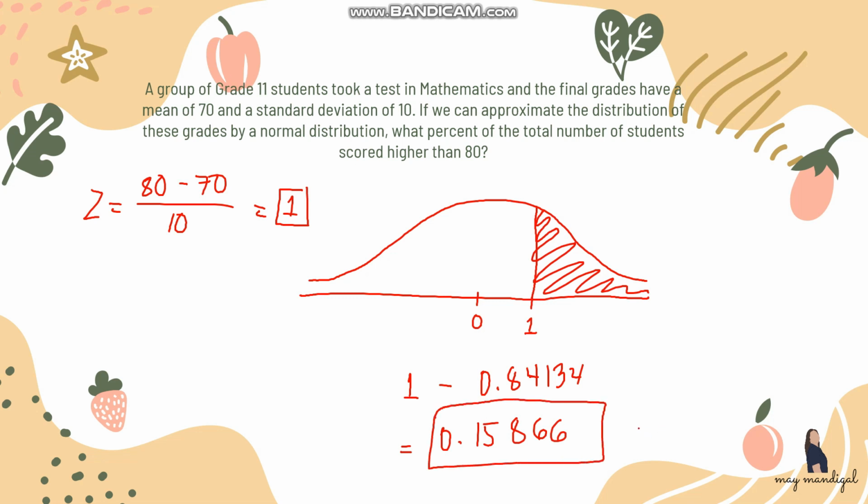Since what we want is the percentage, you have to convert it into percentage. Just multiply it by 100. So we have now 15.87%. So 15.87% now is the percentage of the students who scored higher than 80. Okay, so this represents this area right here.